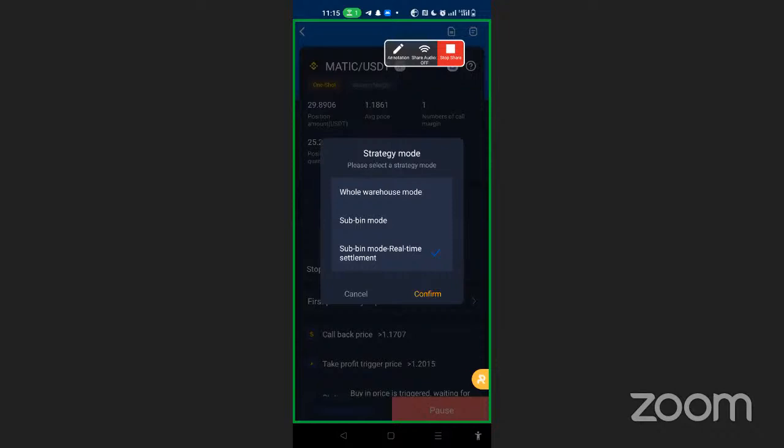Of the 3, the sub-bin mode is the best. Why? Because if your goal is to get out of that coin, and not to trade it forever. If I'm going to trade this coin forever, I don't need the sub-bin mode. No. But if I am trading this coin and I want to get out of this coin, the sub-bin mode is the best. Why? Because it helps to move my average price closer to my current price.